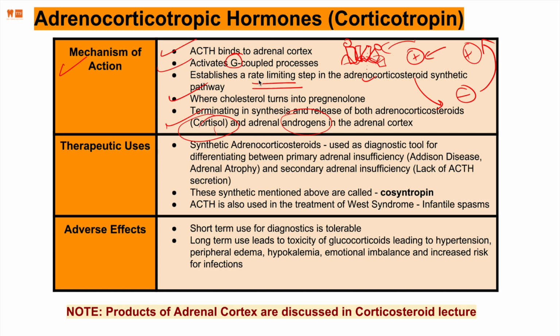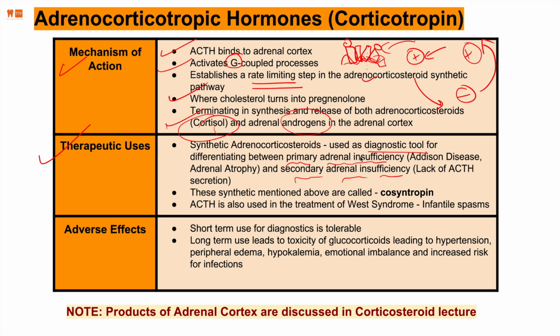So two things are the end of the thread from CRH. We talked about cortisol. Androgen is a new lecture as well. Therapeutic uses of the ACTH. We have synthetic adrenocorticosteroids used as a diagnostic tool for differentiating between primary adrenal insufficiency and secondary adrenal insufficiency.